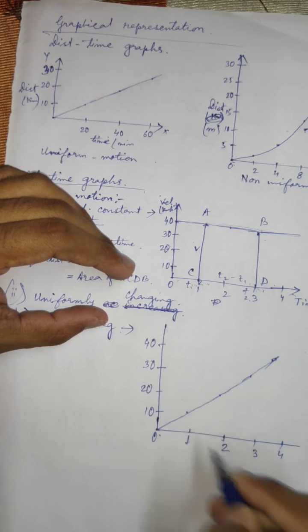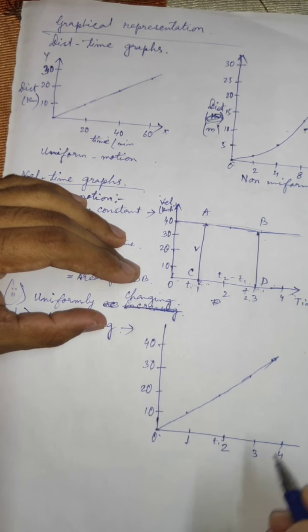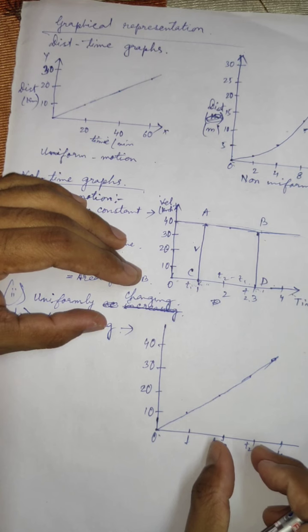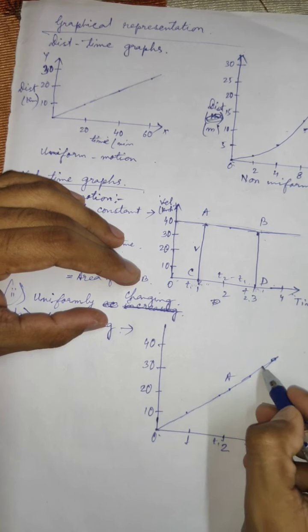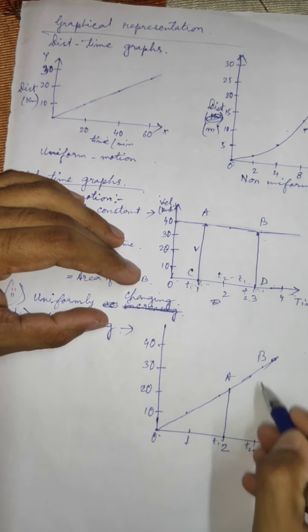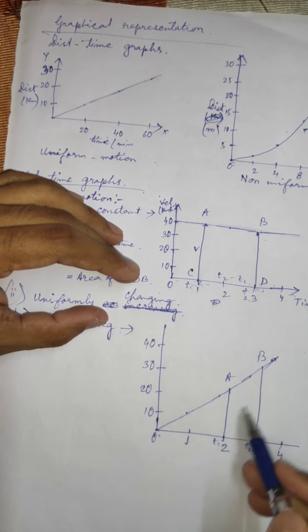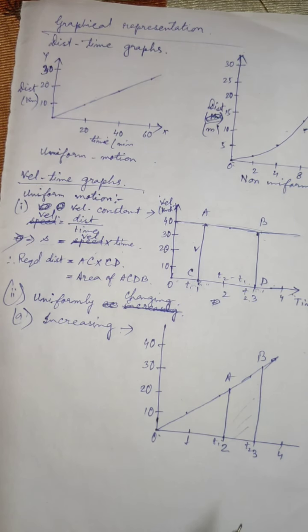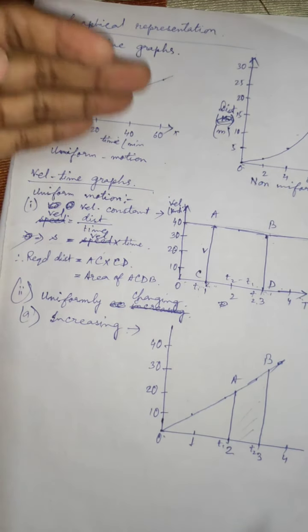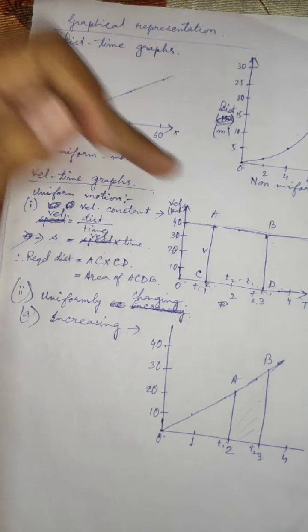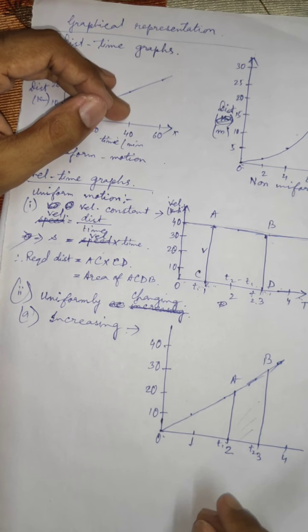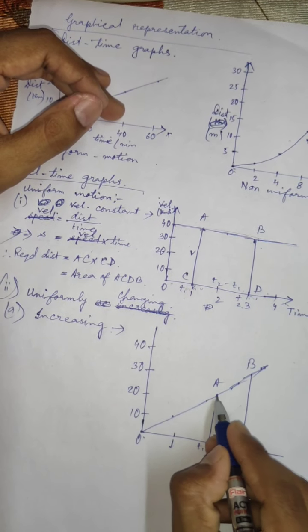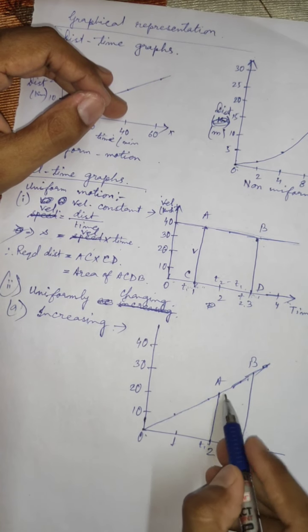But when we consider two instances, suppose T1 and T2, these two time intervals, and let us consider the points A and B. If I drop the perpendiculars, the area will be formed, and this area will represent the distance traveled by the object, as we got in the previous case. So in this case also, this area will represent the distance traveled. This is just like a trapezium. We can find it like this also.